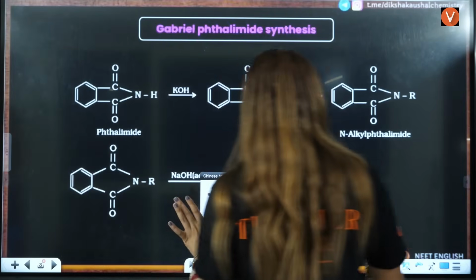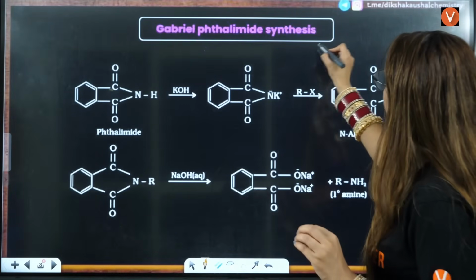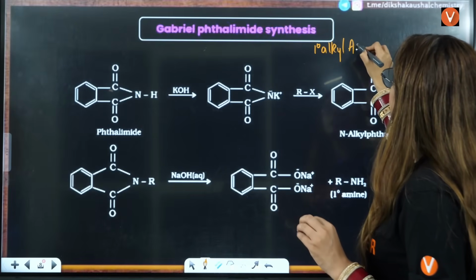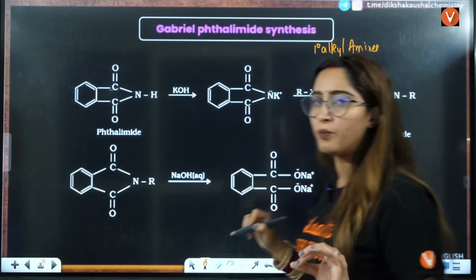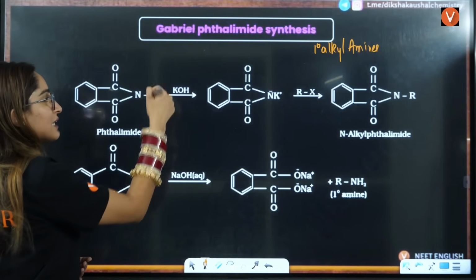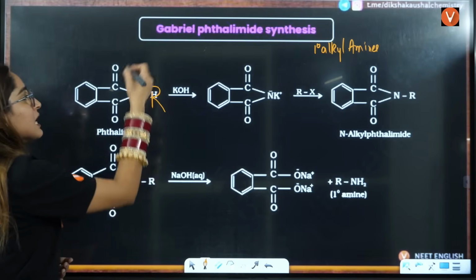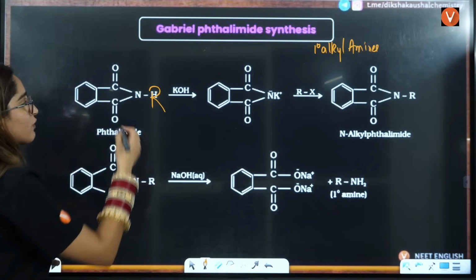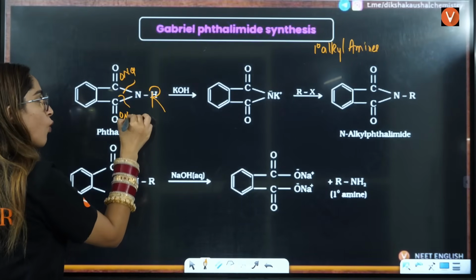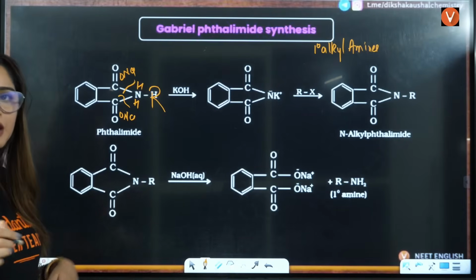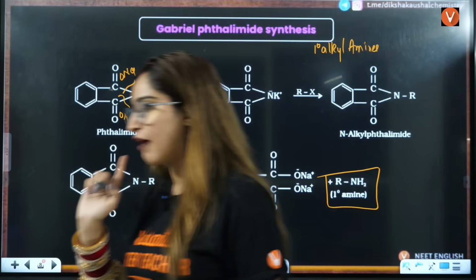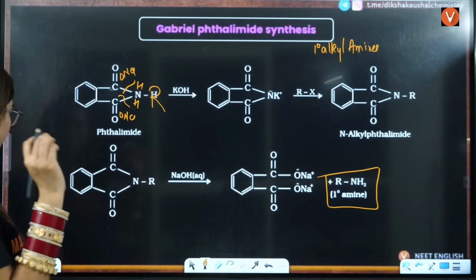Right. Next we have the Gabriel phthalimide reaction, which is used only for the preparation of primary alkyl amines. In this case, we will have phthalimide here. Firstly, adding KOH, the H will be replaced by K. Then adding RX, this will be replaced by R. Then when you add water, NaOH into it, this will be ONa. Here you will have hydrogen. And in the end, you will have the formation of the primary amine, right?